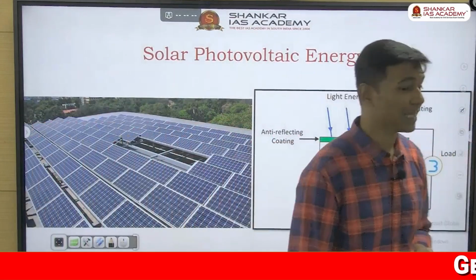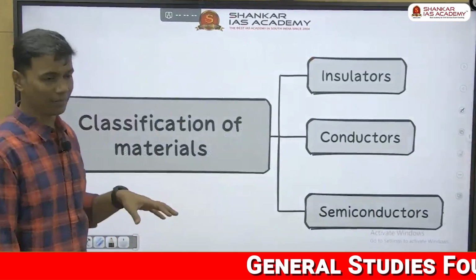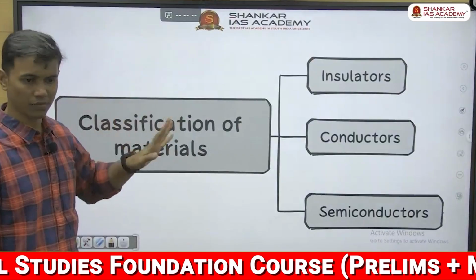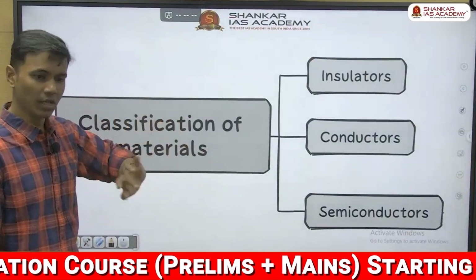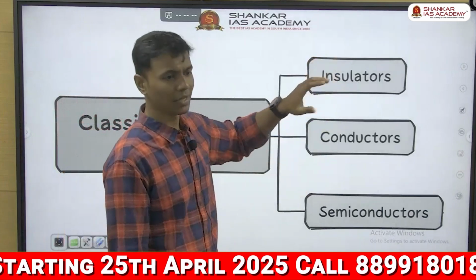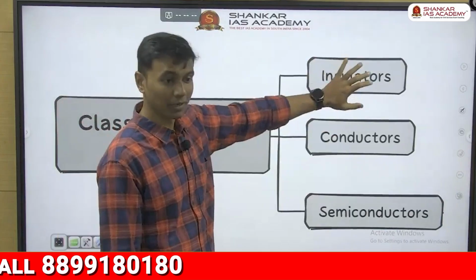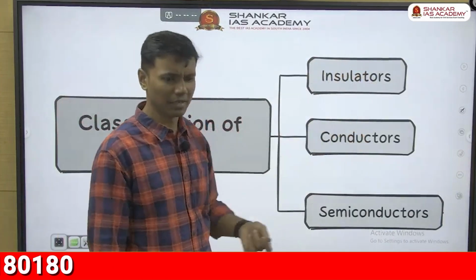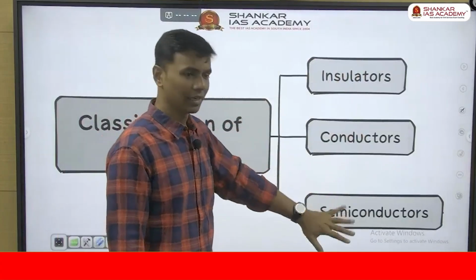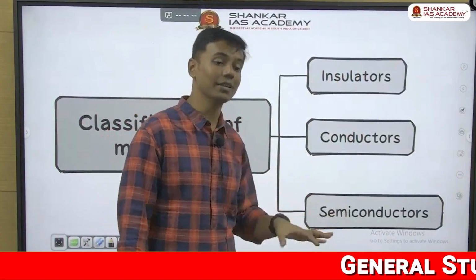Have you heard about something called semiconductors? Yes. Generally, based on electrical conductivity, we have three types of materials: insulators, conductors, and semiconductors. Insulators will not conduct electricity. Conductors will conduct electricity. Semiconductors will partially conduct electricity. Insulators, say wood or rubber or pure water, are examples. Conductors are any metal, copper, iron. Semiconductors are silicon, germanium, which means they will partially conduct electricity in certain circumstances.